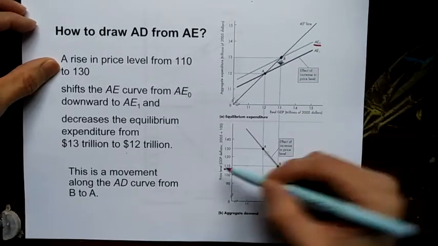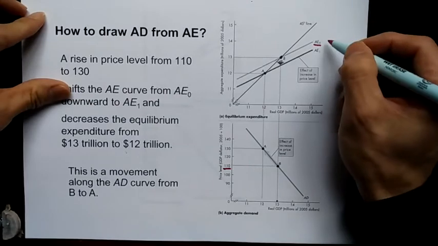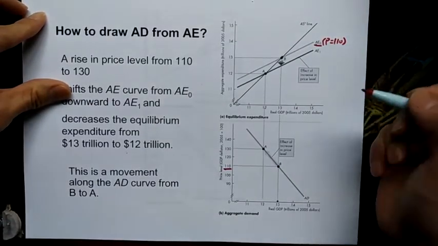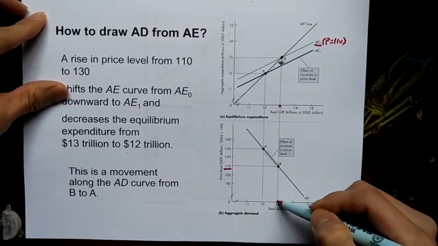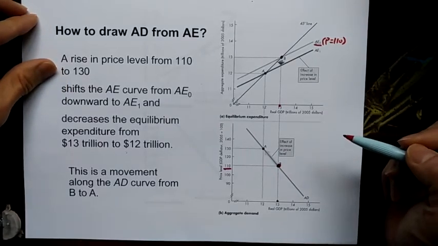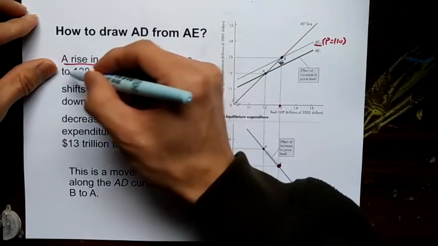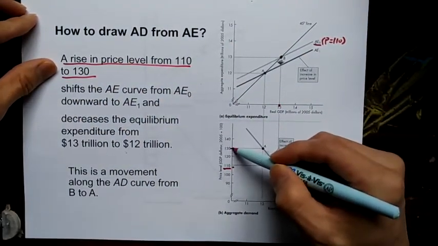Therefore, when price level is fixed at 110, we have this aggregate expenditure function, and that gives an equilibrium income of 13. Therefore, we have this dot B. Now, suppose that price level increases from 110 to 130.